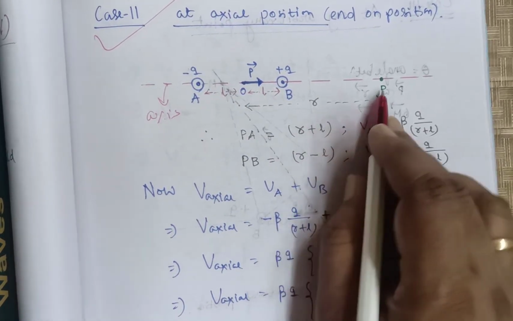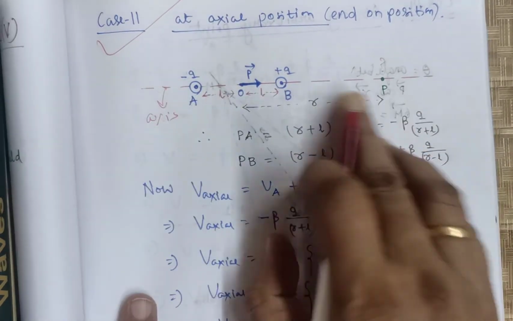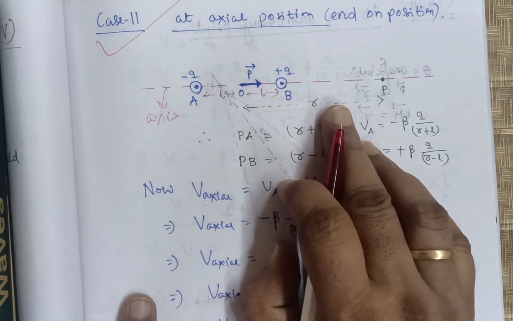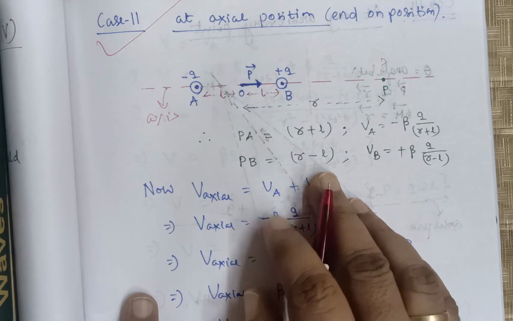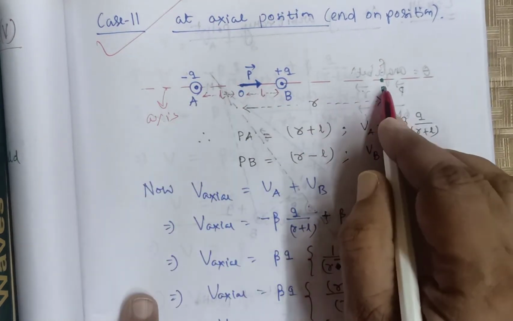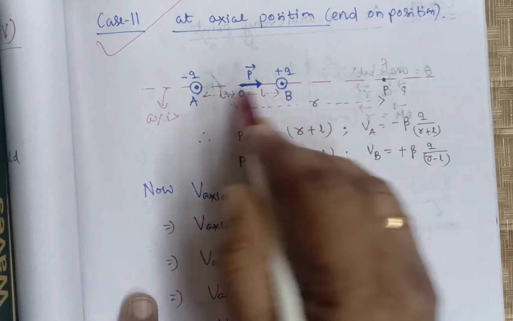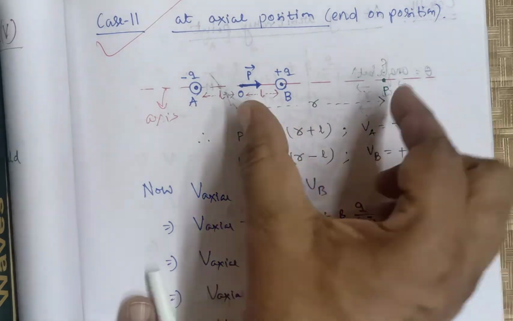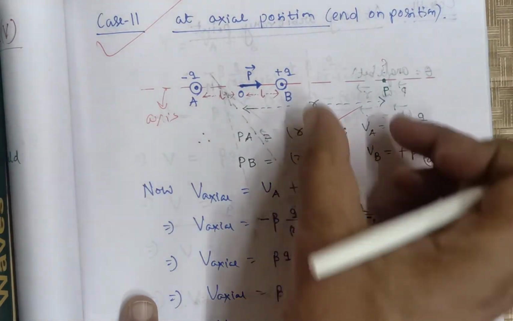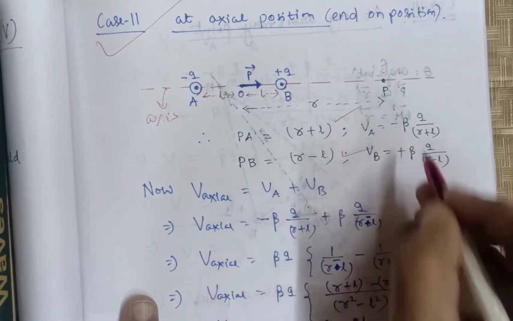Similarly, here, how can you calculate the potential? First we will go for minus q, then we will calculate for plus q, then we algebraically add them, so we will get our final result. Before going to the derivation, we need the distance of the point P from the point A and the distance of the point P from the point B. Just see the diagram. PA will be how much? This is r and l, so it is r plus l. Similarly, PB is how much? PO minus OB, that is r minus l.